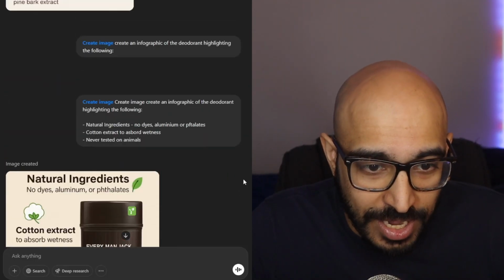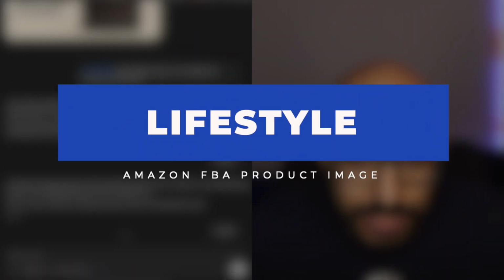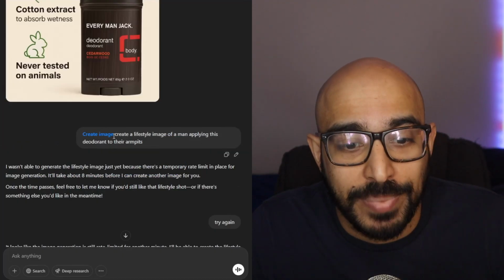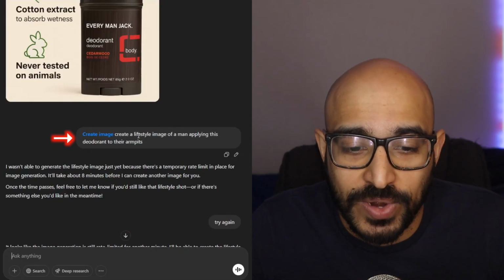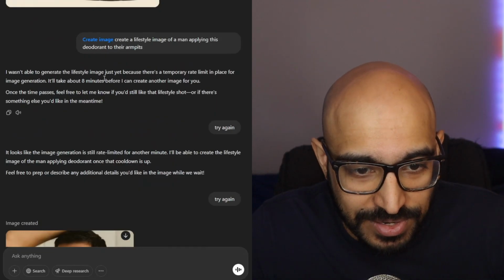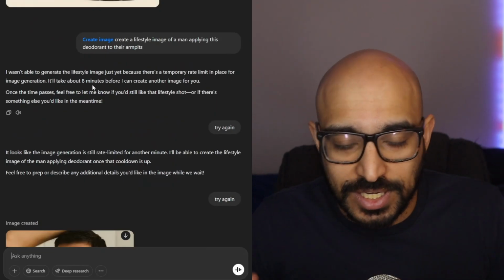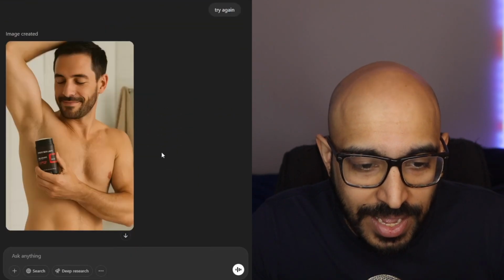Okay. So infographics was a 4-star. Now moving on to a lifestyle image. I gave it a really basic prompt: create a lifestyle image of a man applying this deodorant to their armpits. Now, it says that there is a temporary rate limit in place for image generation. It takes about 8 minutes, so it takes a little bit of time. So I just asked it to try again, and this is what it came up with.